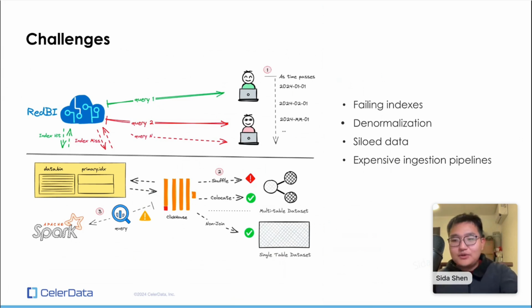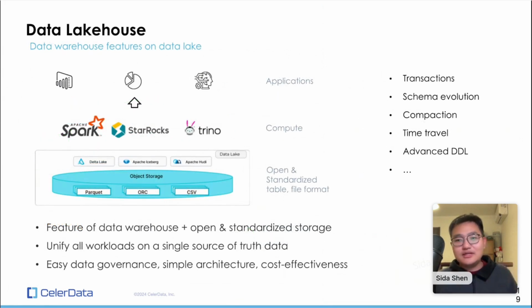applications as well. And then they found something called a lakehouse. A lakehouse is basically features of a data warehouse on open and standardized storage. So you see those lakehouse table formats such as Delta Lake, Apache Iceberg, and Apache Hudi. They're basically building those data warehouse-like features on top of Parquet files. So why do they do that?